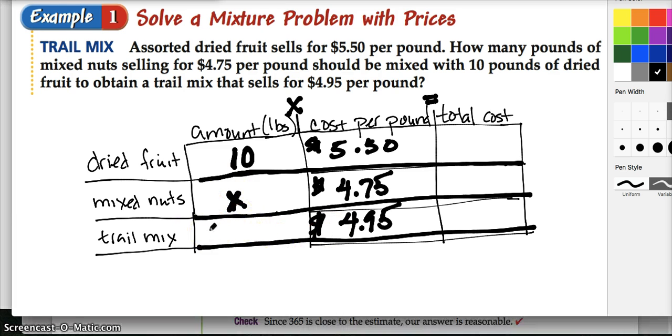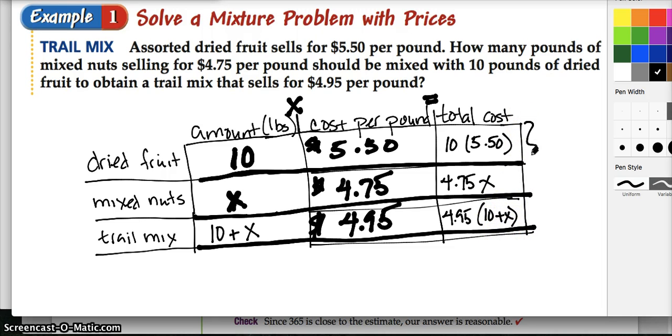All right, so I know that I'm going to have 10 pounds of trail mix plus X. Where am I getting this from? Well, I know that I'm going to create my trail mix by adding the dried fruit and the mixed nuts. So the amount of trail mix will be 10 plus X. And then the total cost for the fruit that I add will be 10 times $5.50. That'll be the total cost of the dried fruit. And the total cost of the mixed nuts will be $4.75 times X. And then the total cost for the trail mix will be $4.95 times 10 plus X.